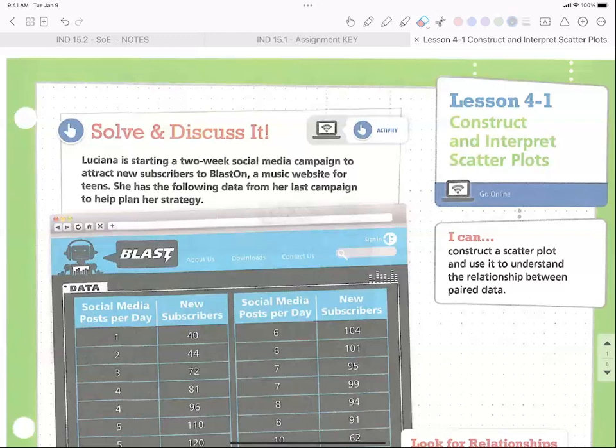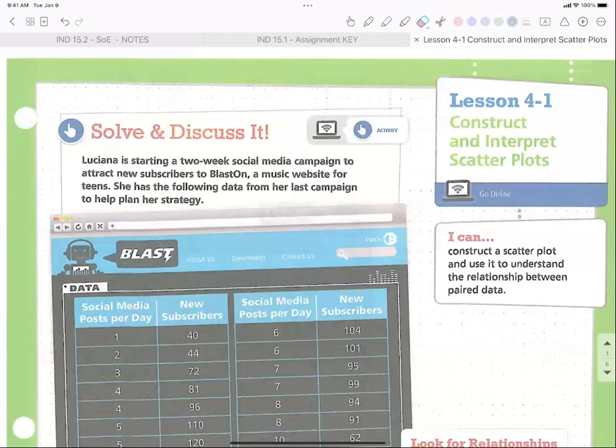All right, so if we look at example 1, we're asked to construct a scatter plot. Again, we're given some data in a table, and it says Luciana analyzes the data collected to determine how long after posting a new blog her new homepage receives its maximum number of new views. Her data are presented in the table. The two things we're comparing are time after posting, which is right here, and the number of new views.